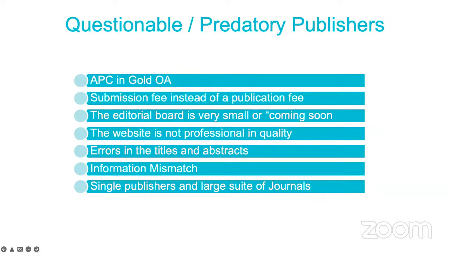This also happens. Also, a submission fee instead of a publication fee: they ask you to pay the fee and only then is article submission allowed. But other journals, those that take authentic APC charges, will take your money only after your article is accepted. Then they will say, now if you want your article in open access mode, pay this much. So this is something fishy you have to observe.